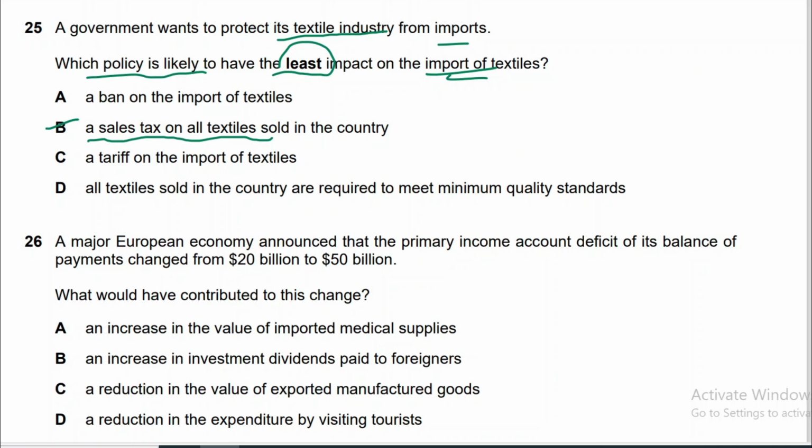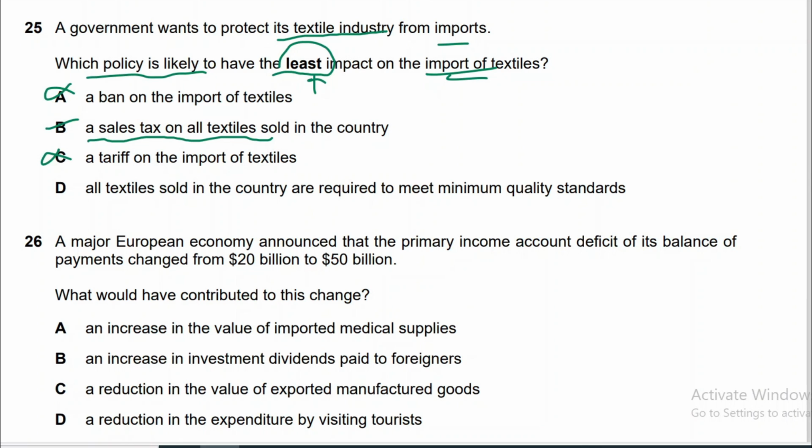Option A is a ban on the import of textiles. Definitely, if you ban imports, then it will have the most impact on the import of textiles. So this cannot be correct, because we need something that has the least impact. Option C, a tariff on imports of textiles. A tariff is a kind of tax that is imposed on imported goods. So if we impose a tariff on imports of textiles, then it means people will be able to import fewer textiles. So it has the most impact, not the least impact.